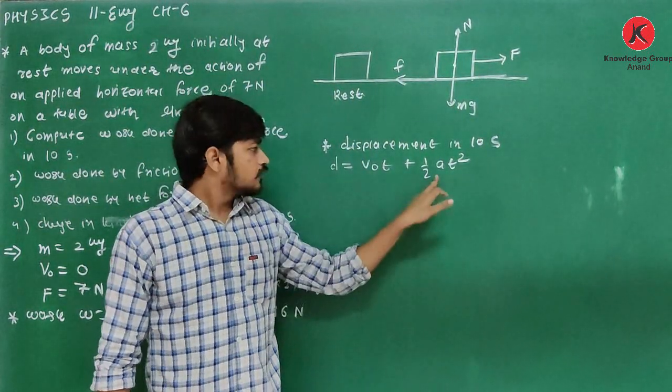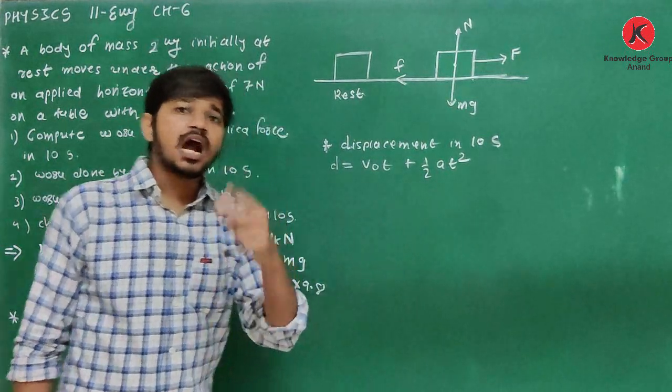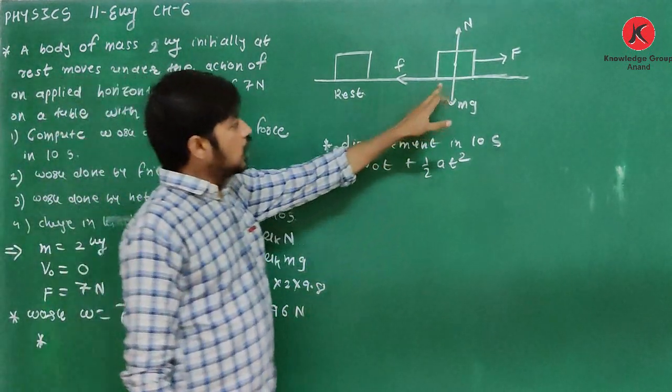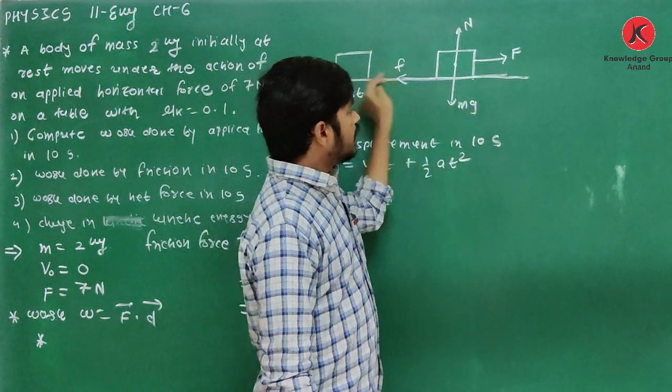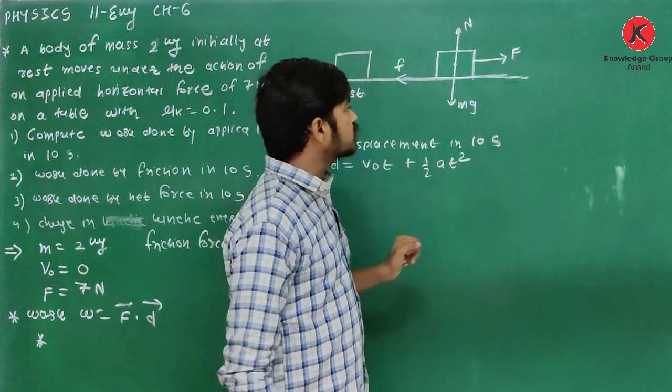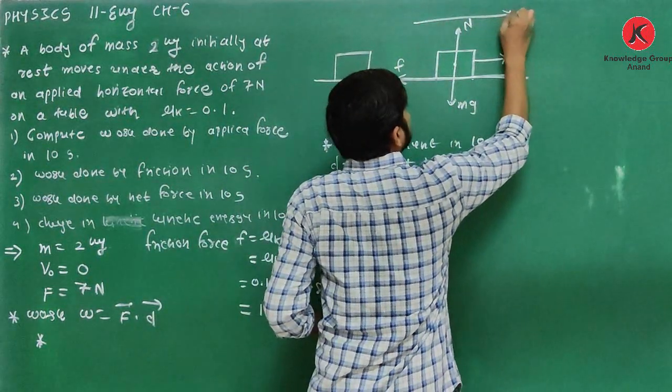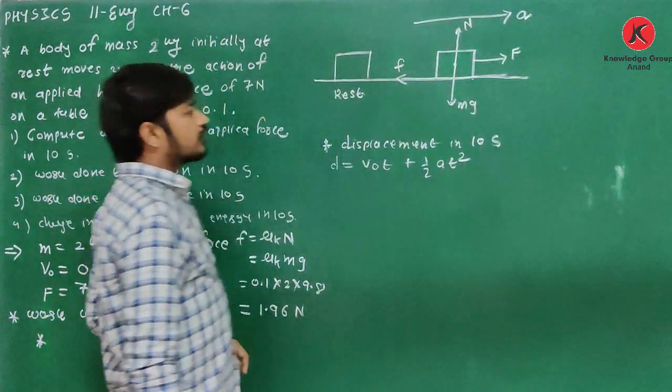So first of all, we have to find the value of a. How to find this value of a? On this block, in the horizontal plane, two forces are acting, F and f. And I am assuming that the object is moving with acceleration a in this direction.